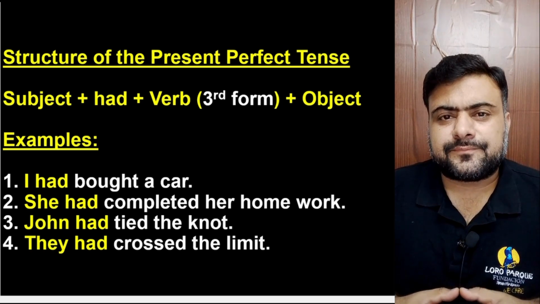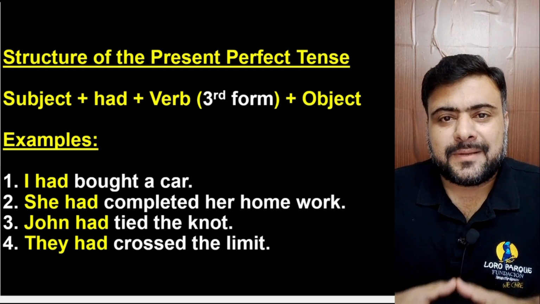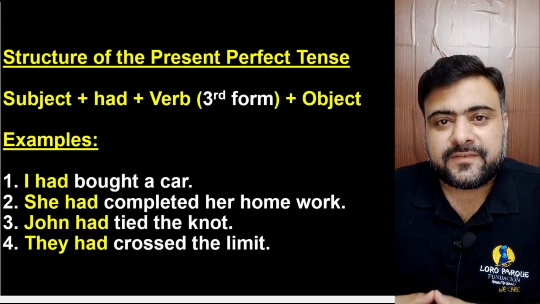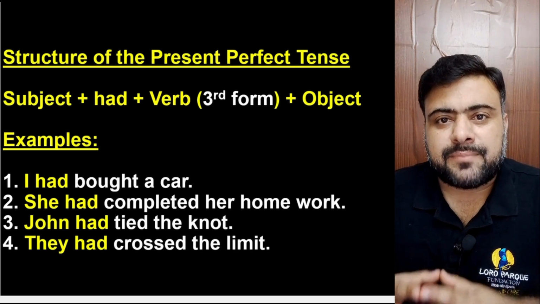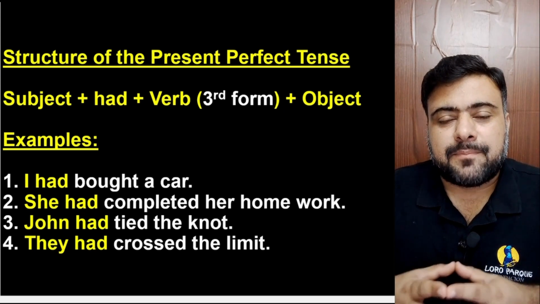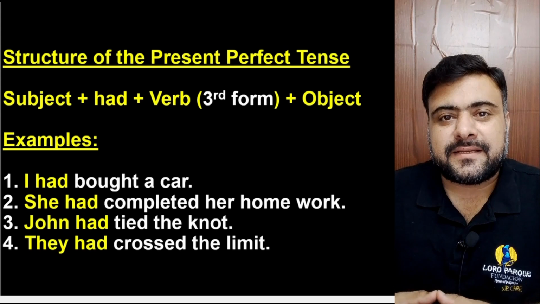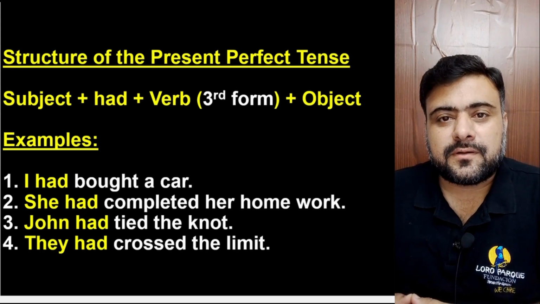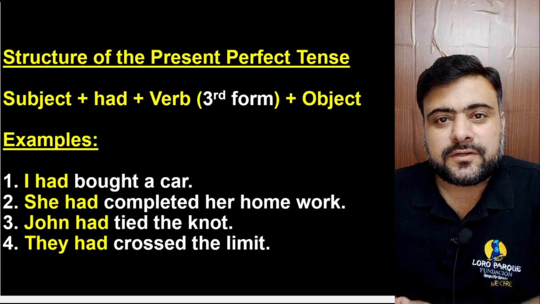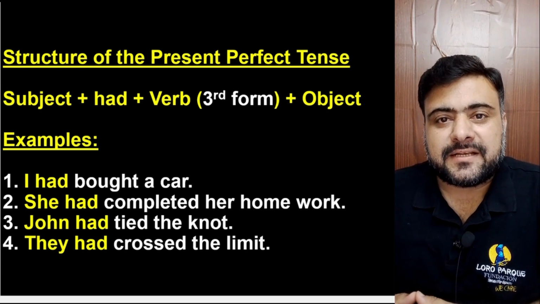For example, I had bought a car. I, the subject, plus had, the helping verb, plus bought, the third form of the verb buy, plus a car, the object. I had bought a car. She had completed her homework. John had tied the knot. They had crossed the limit.